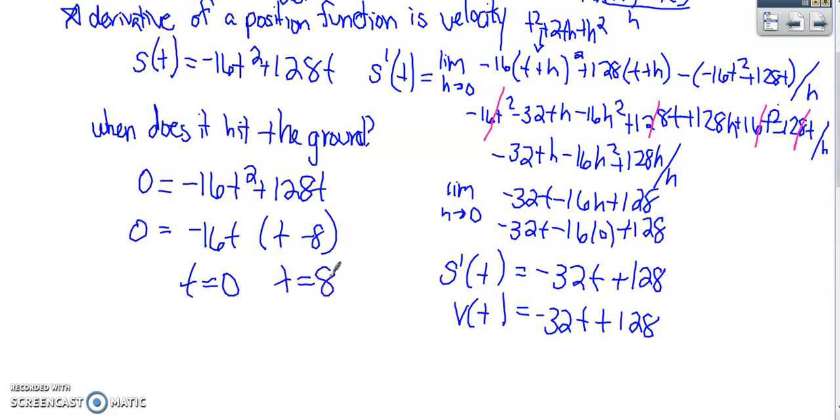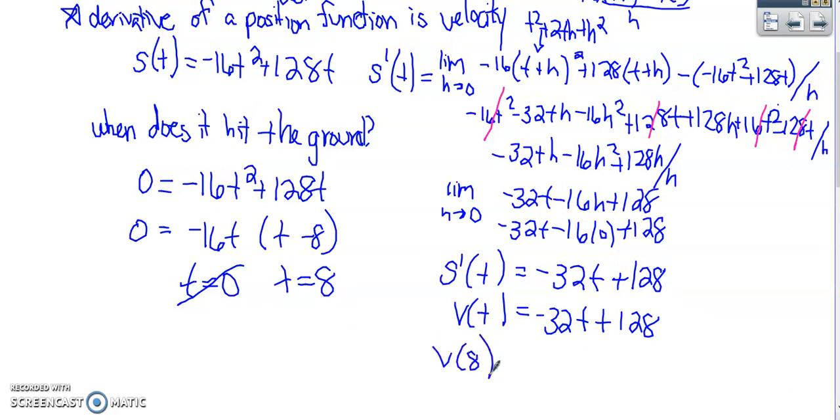Now this should make sense. It was on the ground originally when time was 0. And then it hit the ground again when time was 8. We're not going to use the 0 because we want to know when it hits the ground finally. So I use my 8 and I plug in.